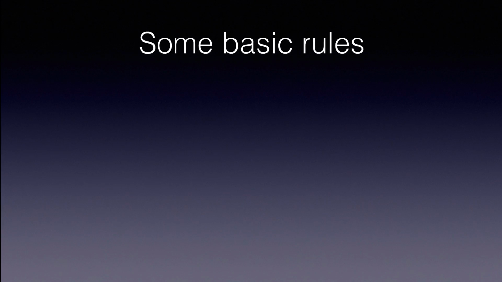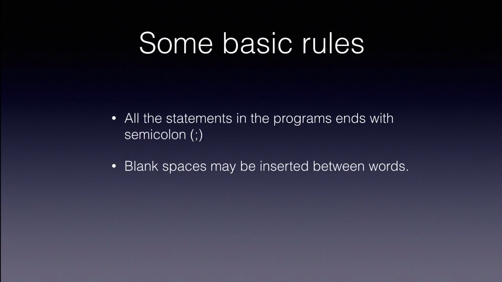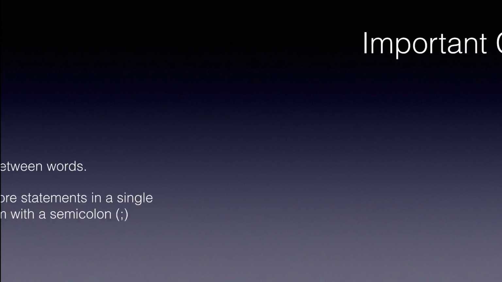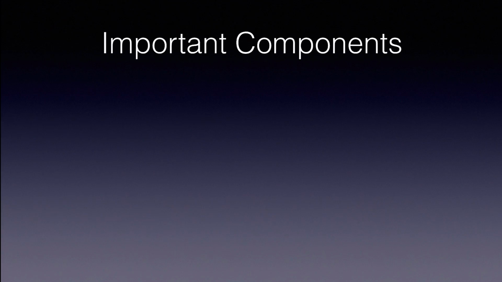Let me show you some basic rules for writing a JavaScript program. In a JavaScript program, all the statements end with a semicolon, though it's not mandatory, and blank spaces may be inserted between words, and you can write one or more statements in the same line, separating them with a semicolon. These are all the basic rules for writing a JavaScript program. Now we understand learning the syntax of the language is the basic criterion to write a program. If you want to write an article, you should be good at English, alphabets, words, and grammar.